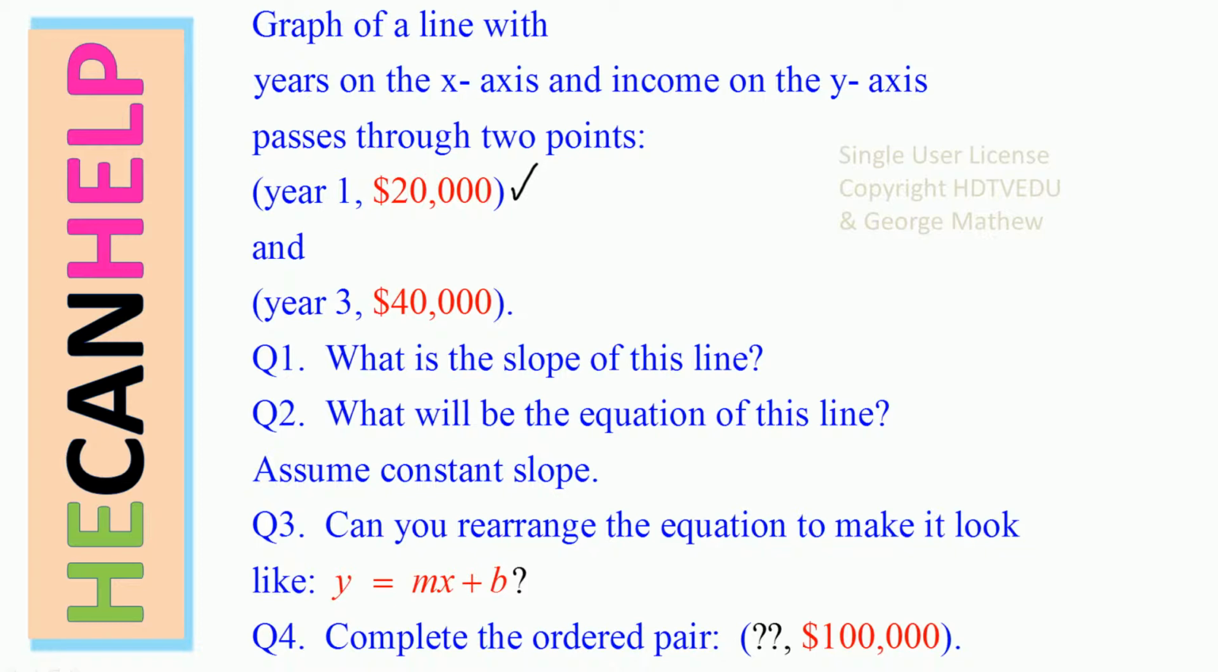What is the slope of this line? What will be the equation of this line? Assume constant slope. Can you rearrange the equation to make it look like y is equal to mx plus b? Question number 4, complete the ordered pair. This person has an income of $100,000, and the question is, during what year?